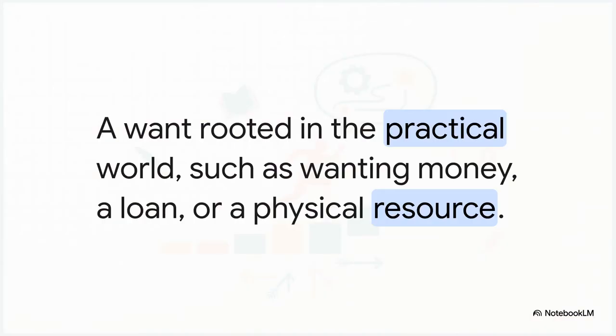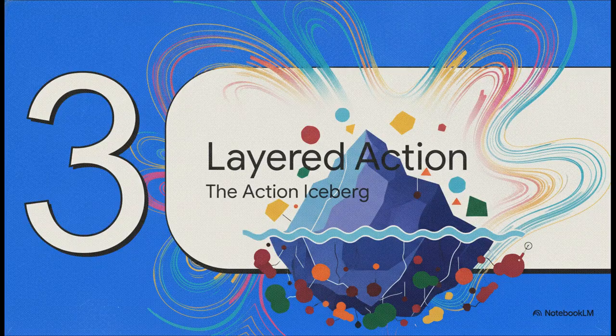And finally, we round out the categories with material action, which is rooted in the practical, tangible world. We're talking about wanting money, a loan, a signature on a document, or a specific physical resource. It is clear, it is measurable, and the brilliant part is you know exactly when the character has achieved it because the tangible item is literally right there in their hands. All right, let's move to Section 3 and see how this builds.